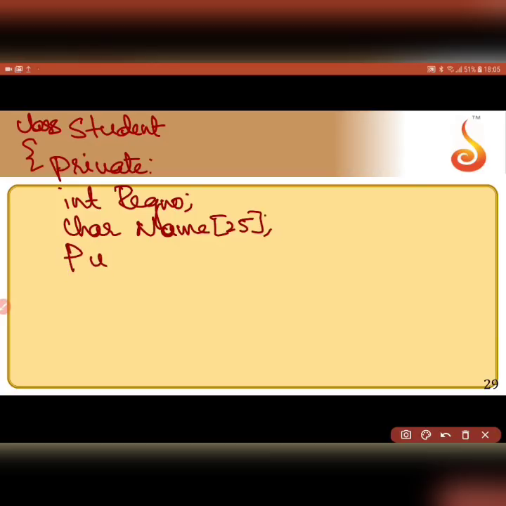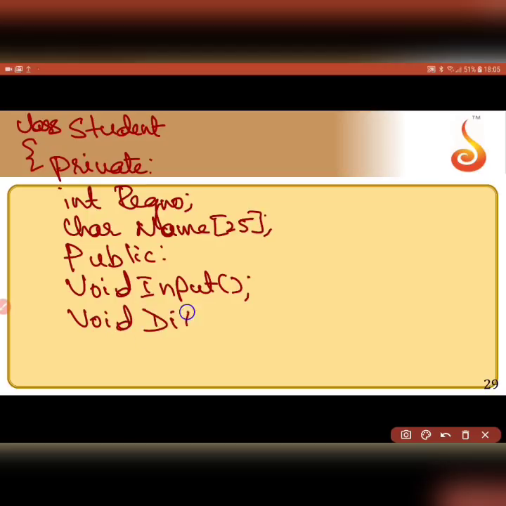Then in the public, I have 2 member functions, that is void input, which will take in the values or the details, and void display, which will display the student details. This will end my class here. That is, it has 2 data members and 2 member functions. This is the member function declaration. Make a note of it.